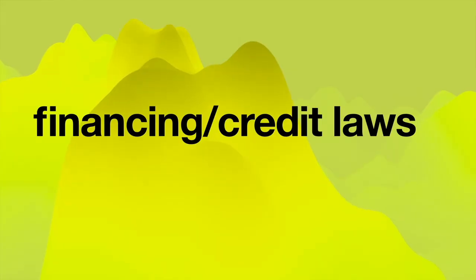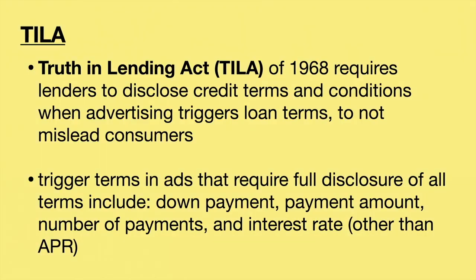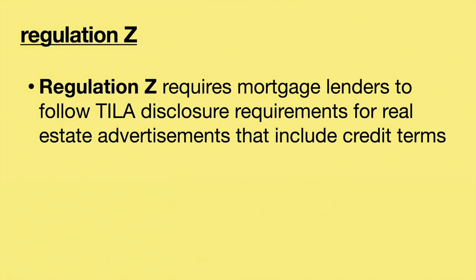Financing credit laws. The Truth in Lending Act, TILA, of 1968 requires lenders to disclose credit terms and conditions when advertising trigger loan terms so as not to mislead consumers. Trigger terms in ads that would require the full disclosure of all terms include down payment, payment amount, number of payments, and interest rate other than APR. Regulation Z requires mortgage lenders to follow TILA disclosure requirements for real estate advertisement that include credit terms.